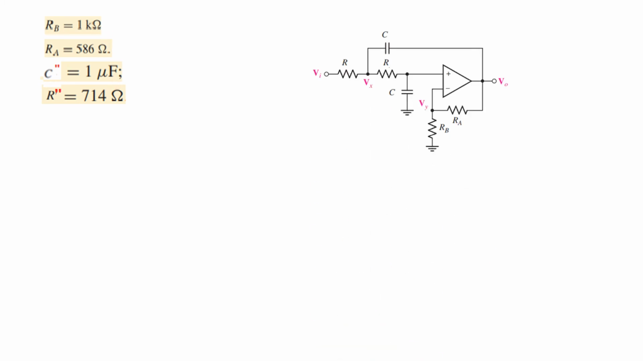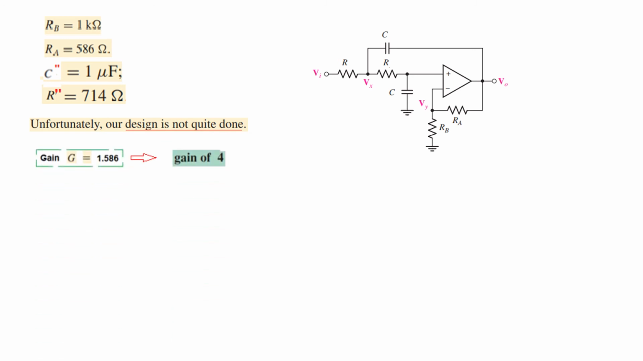Okay, so we have found these values, and if you look at the circuit, apparently everything is done. We have found the values of the resistances and the capacitances. But unfortunately our design is not quite done. Why? The gain we got for the normalized circuit was 1.586, but in the question it has been asked to have a gain of 4. So how to achieve this?